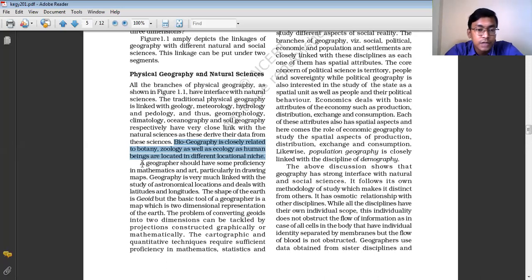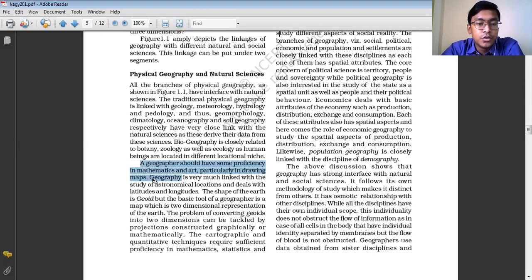So a geographer must have some proficiency in mathematics, and in arts, particularly in drawing maps. A geographer must have some basic ideas about mathematics, because there are many aspects of geography which need mathematical calculations, where we need the help of mathematics.